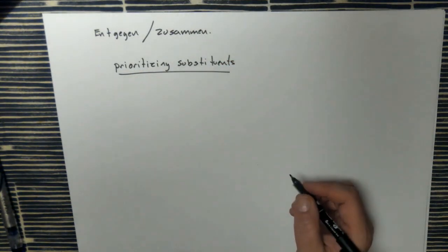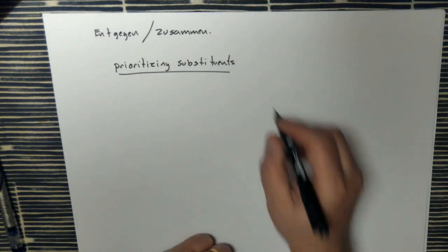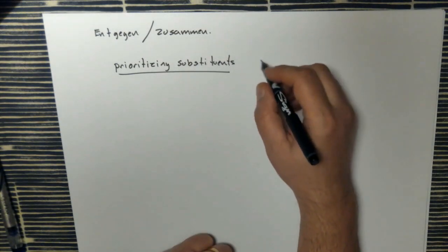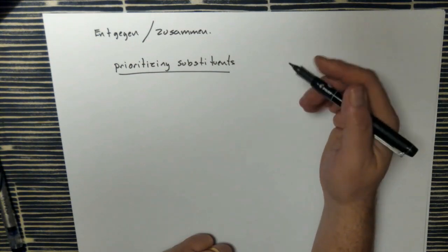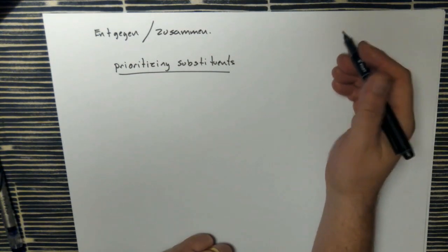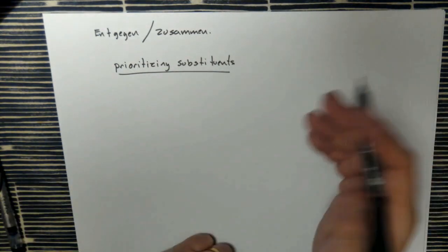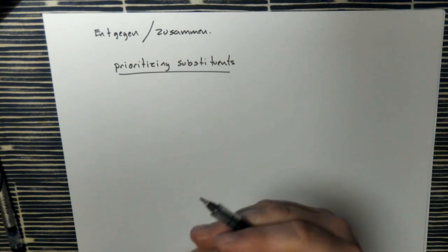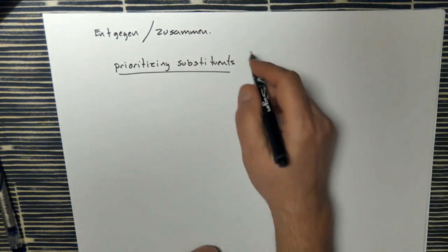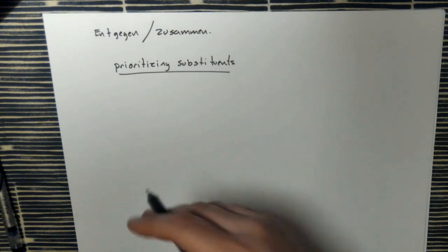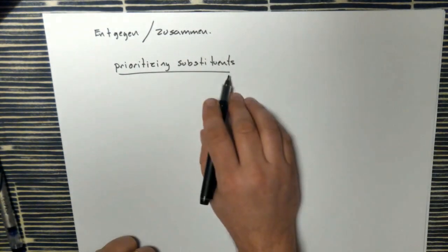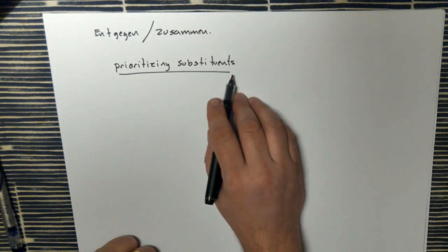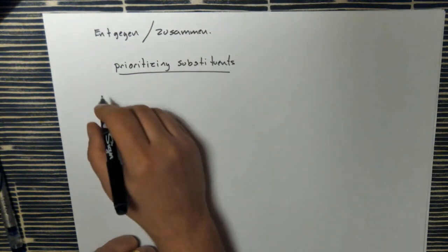So we need to learn how to prioritize substituents. And remember, a substituent is basically anything on a carbon chain or anything on a carbon that isn't just a hydrogen. So a substituent can be an alkyl group, meaning it can be like a methyl, ethyl, propyl, or it can be a chlorine, or it can be an oxygen, it can be a nitrogen, it can be all sorts of things. But we need to learn how to prioritize substituents. And the prioritization rules are based on the atomic mass.